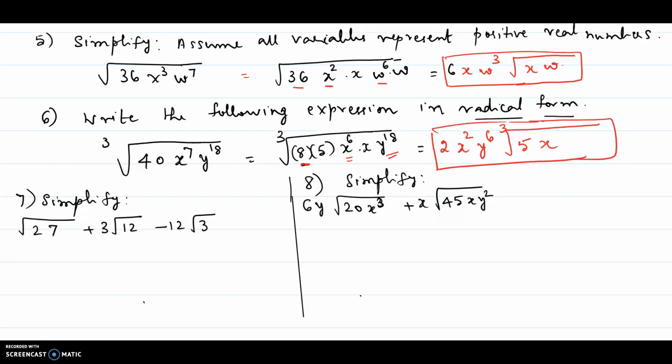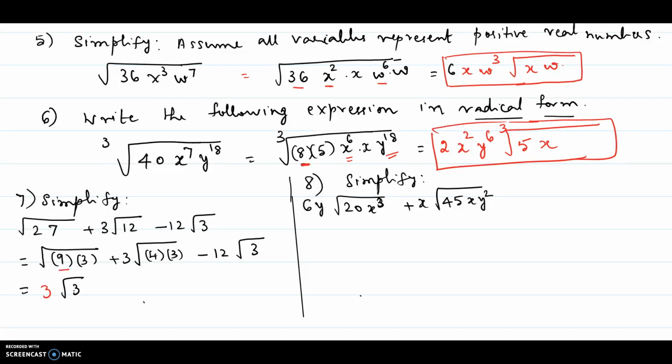Problem number 7. Simplify. Square root of 27 plus 3 times square root of 12 minus 12 square root of 3. So we write square root of 27 as 9 times 3 plus 3 square root of 12 as 4 times 3 inside the radical minus 12 square root of 3. We will leave it just like that. It is square root of 9. That will be a 3 outside the radical.